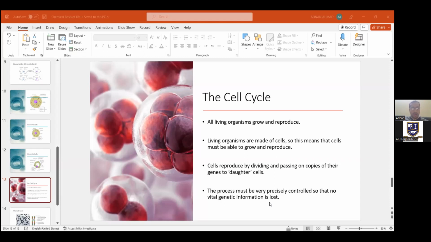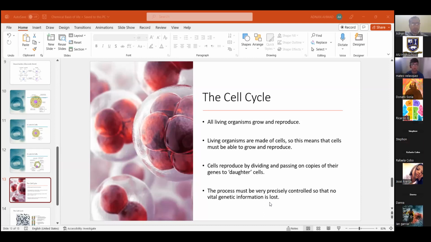What was the name of that molecule, which is inside the nucleus? Can anyone recall? It starts from D. The DNA, maybe? Okay, so DNA replicates, and then the cell replicates.